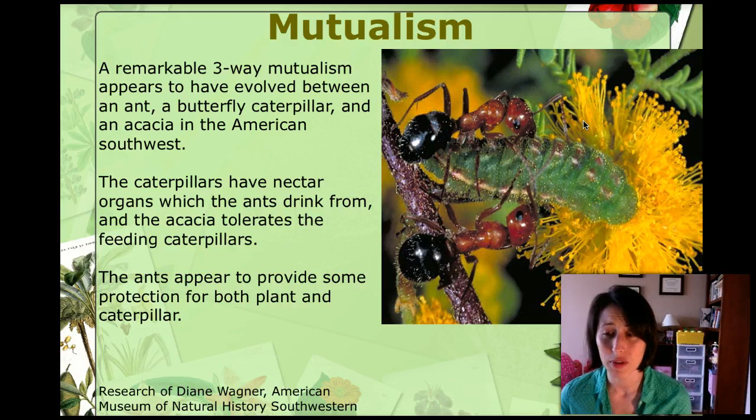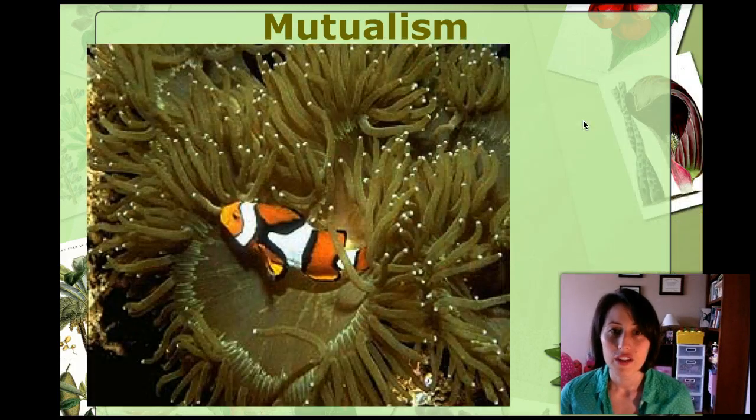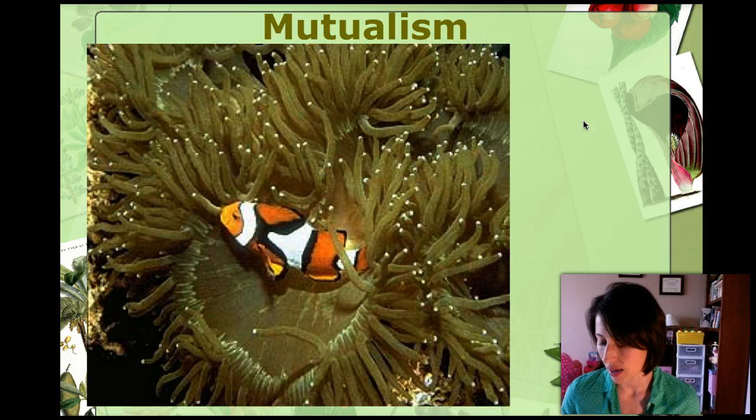And actually, the caterpillar is helping the acacia tree because if you notice all the yellow stuff on the caterpillar is pollen. So that caterpillar will then move on and pollinate the tree. Kind of cool. Another example of mutualism is a clownfish and a sea anemone, and I'm going to show you a video that talks a little bit more about that one in just a second.